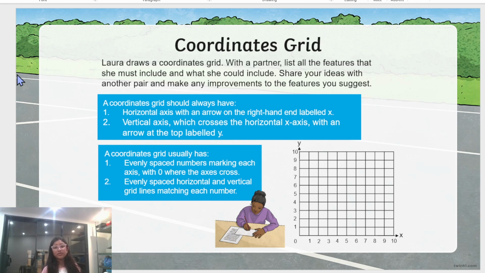So, a coordinates grid should always have a horizontal axis with an arrow labeled X, a vertical axis which crosses the horizontal X-axis with an arrow at the top labeled Y, and a coordinates grid usually has evenly spaced numbers where the axis crosses, evenly spaced horizontal and vertical grid lines matching each number. So it's better if you do this in a maths book with a grid, because you don't have to do the boxes and the little grid lines yourself.